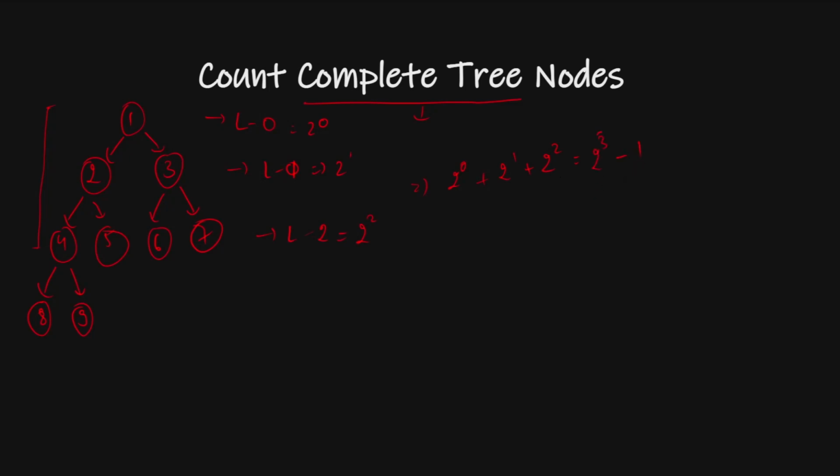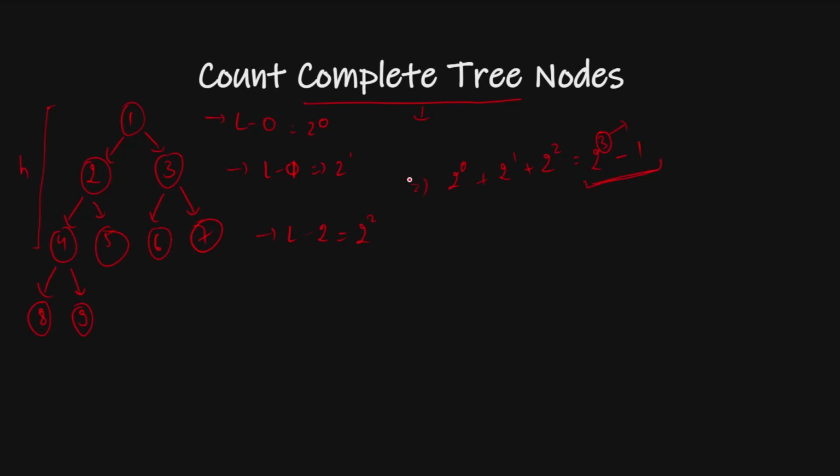So what is this 3? If you see, this 3 is the height of this tree. So what I can say is, this is a complete tree, so the number of nodes will be 2 to the power 3 if all my levels are completely filled. This is my formula.